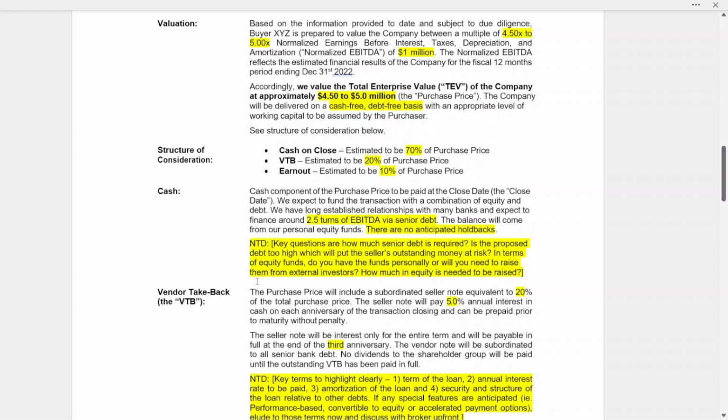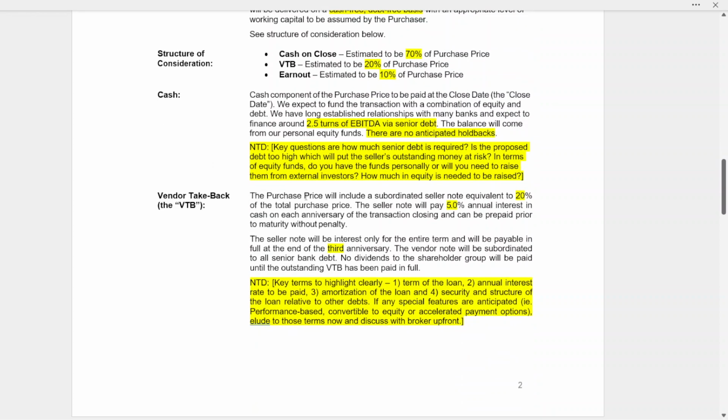Now, going into the second section, which is the vendor take back note. So they're alluding to a 20% VTB. At this stage in the game, you don't want to get into too many details because you don't know how you're going to securitize the note. You don't know a lot about the underlying information. You've taken the assumptions that the seller's given you. The next step is to confirm those assumptions before an LOI.